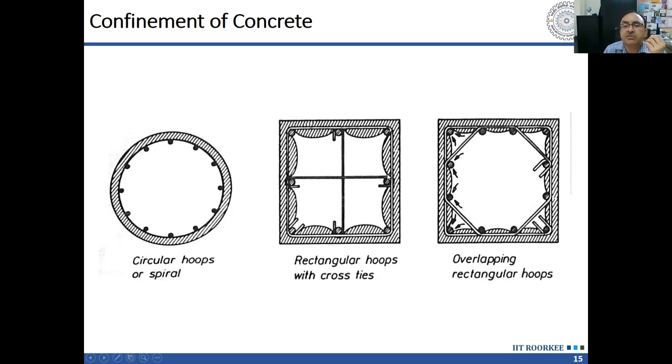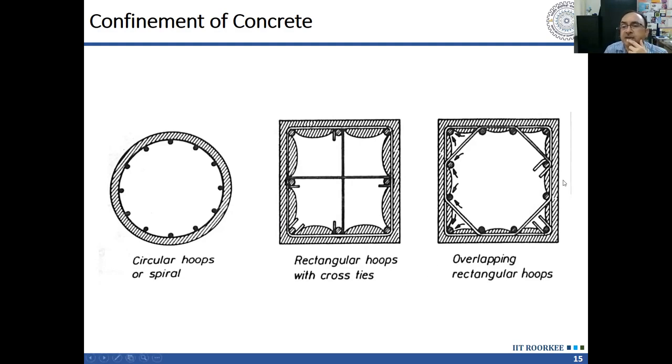And in between, the confinement will be available through arching action. So full core will not be confined, but this white portion of the core will be confined. If I want to enhance the confinement of the core, I should have more number of longitudinal bars which are restrained against movement in outward direction. Then these longitudinal bars are confining.